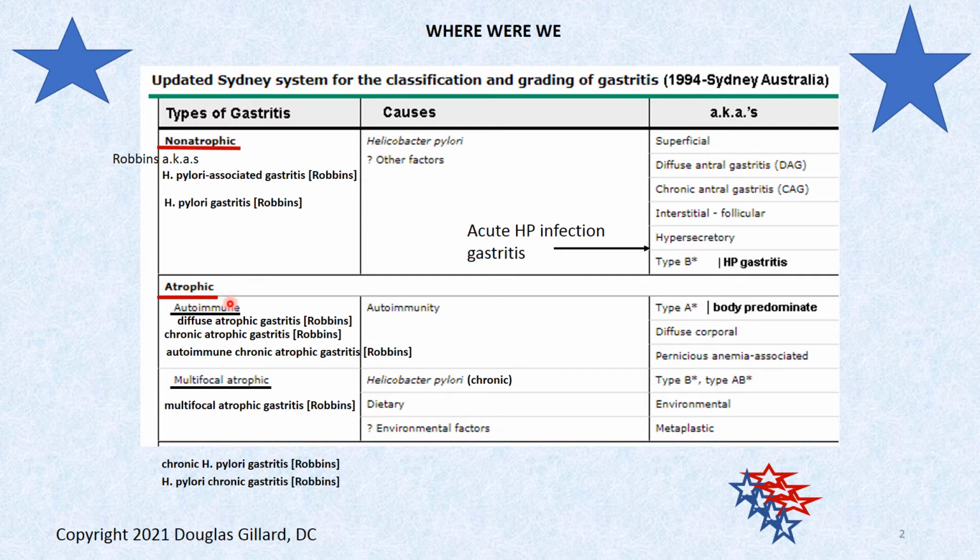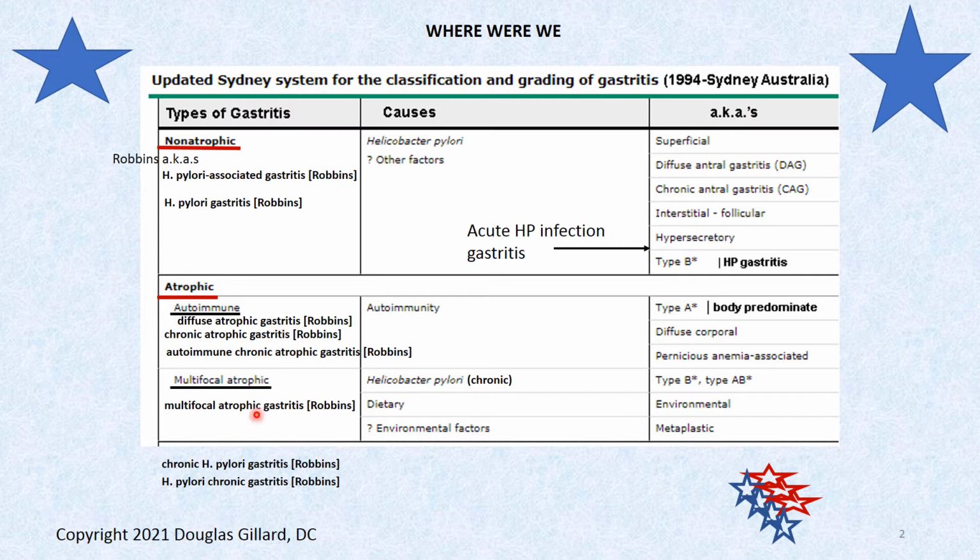Then we got into the atrophic gastritis family. There are 2 subcategories of atrophic gastritis: autoimmune and multifocal. We almost finished autoimmune atrophic gastritis, which is caused by an autoimmune attack against the stomach itself, specifically against fundic glands or oxyntic glands in the fundic region of the stomach. We've actually studied that before because it is one of the causes of vitamin B12 deficiency or pernicious anemia, because intrinsic factor is not made in that case.